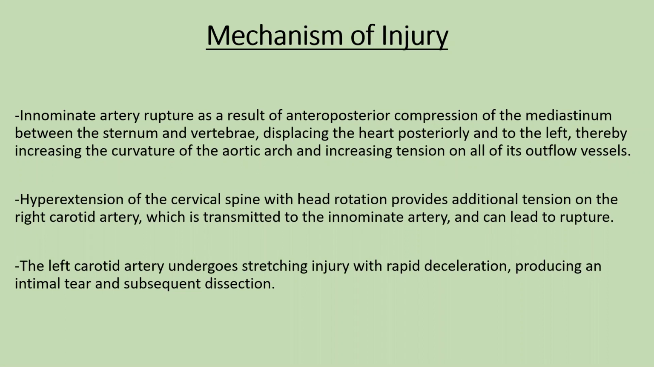So we'll go to the next chapter of the lecture, the aortic arch branch vessels. Mechanism of injury to the innominate artery: rupture as a result of anterior-posterior compression of the mediastinum between the sternum and the vertebra, displacing the heart posteriorly and to the left, thereby increasing the curvature of the aortic arch, increasing tension of all its outflow vessels. Hyperextension of the cervical spine with head rotation provides additional tension on the right carotid artery, which is transmitted to the innominate artery and can lead to rupture.